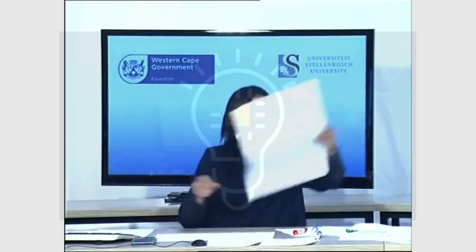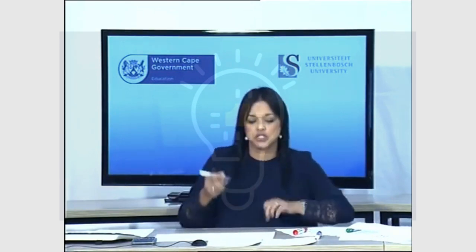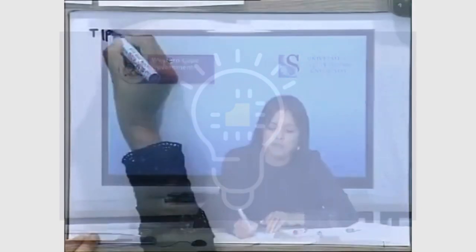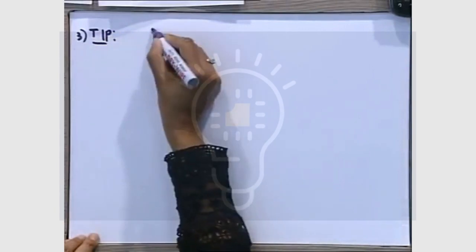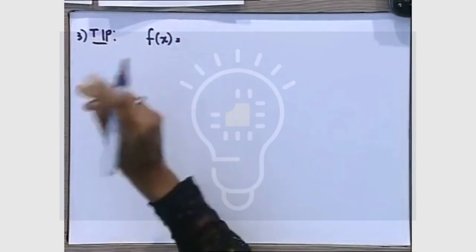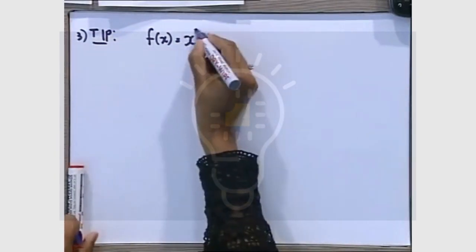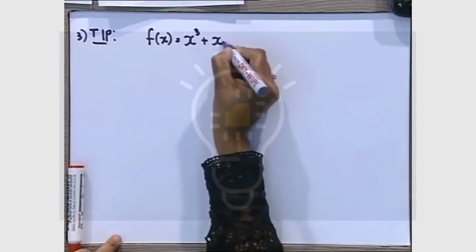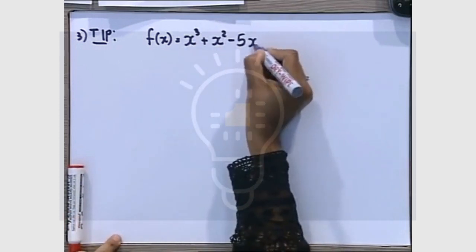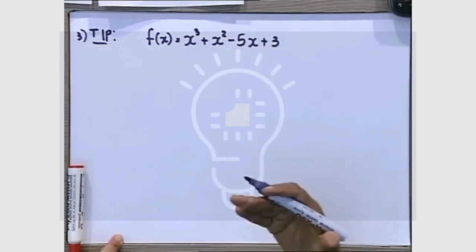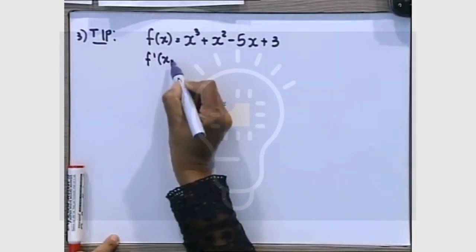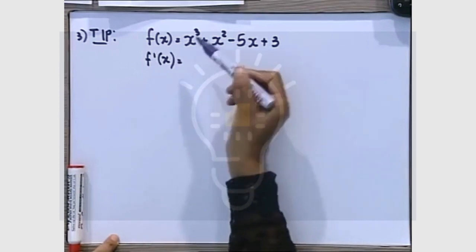We are now going to find our turning point, because this is our last step in sketching a cubic graph. So the turning point is our third step. We take our function f of x, which is equal to x cubed plus x squared minus 5x plus 3. We said that we found the turning points by first finding the derivative. Okay, everybody, can we work out the derivative?